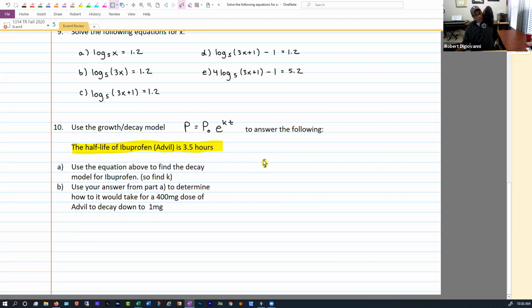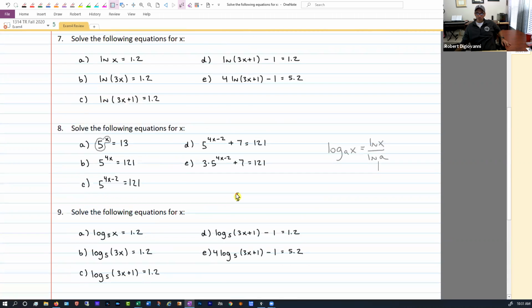And then the last question is the ibuprofen problem. I give you the growth decay model or equation, and then I give you the half-life of ibuprofen, which is 3.5 hours. I ask you to find the decay model, so find K. And then once you find K, it says you take 400 milligrams of ibuprofen. How long will it take to decay down to 1 milligram left in your body? So you see that's very much like the Zoloft one we did. All right, questions?